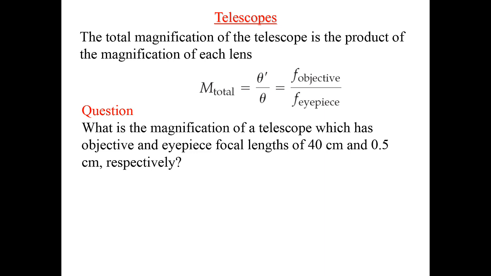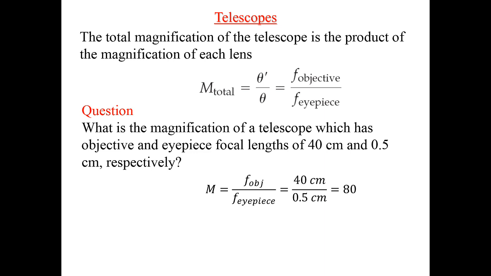Don't forget that the length of the telescope is the sum of the focal length of the eyepiece and the focal length of the objective. Okay, so we've got a problem here. Our telescope has an objective with a focal length of 40 centimeters and an eyepiece with a focal length of 0.5 centimeters. So we want to find the magnification. To do that, we divide the focal length of the objective, which is 40 centimeters, by the focal length of the eyepiece, which is 0.5 centimeters, and we get a magnification of 80 times.